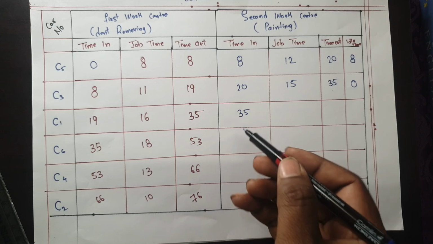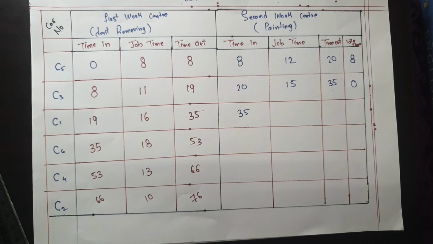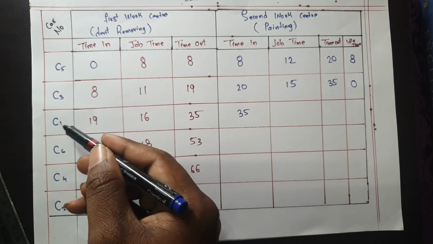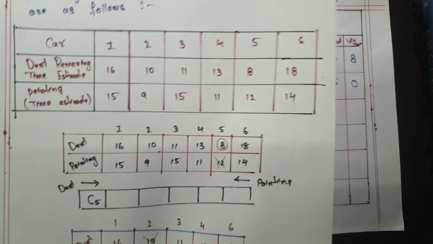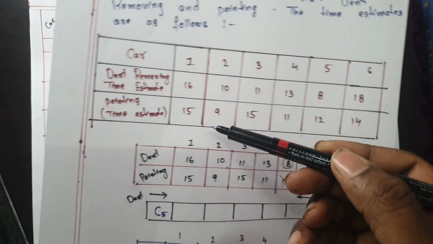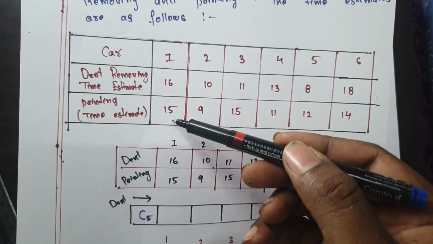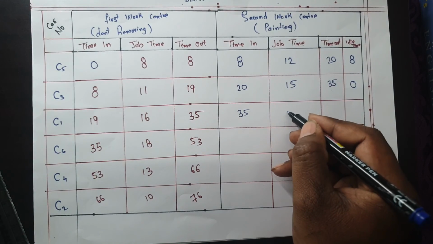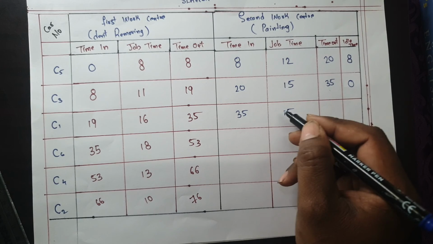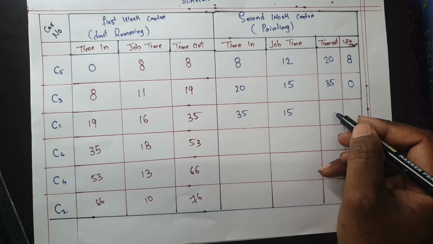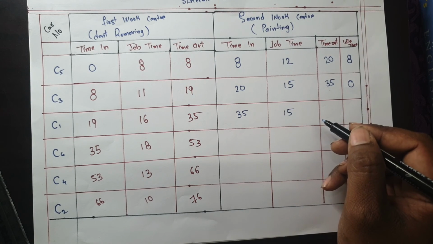Next, again you have to check the sequence. What is the sequence? C1. See, C1. What is the value here? 15. What is the value for operation 2? 15. So, write down here 15. If you add this one, how much is this? 35.